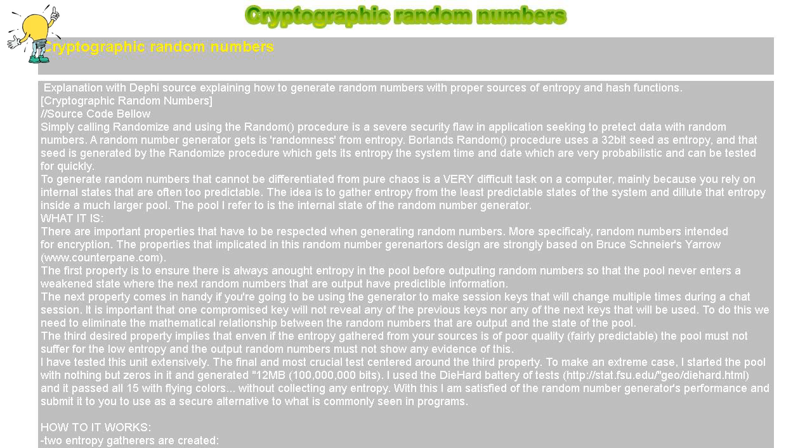of the pool. The third desired property implies that even if the entropy gathered from your sources is of poor quality, fairly predictable, the pool must not suffer from the low entropy and the output random numbers must not show any evidence of this. I have tested this unit extensively. The final and most crucial test centered around the third property.